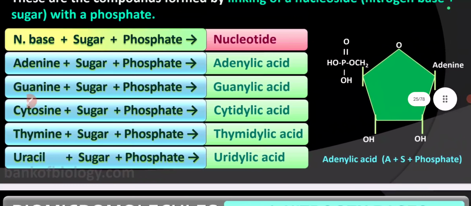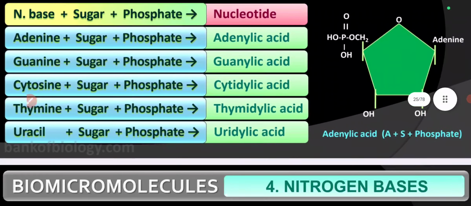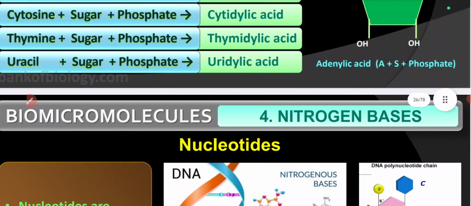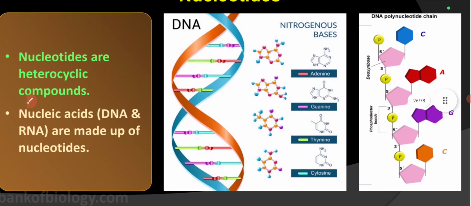Here is the example of adenylic acid. As you can see, a nitrogen base, adenine, plus sugar, plus phosphate is added. So it forms a nucleotide. Nucleotides are heterocyclic compounds. Nucleic acids, which are DNA and RNA, are made up of nucleotides. So the DNA is made up of this type of nucleotides. DNA and RNA both.